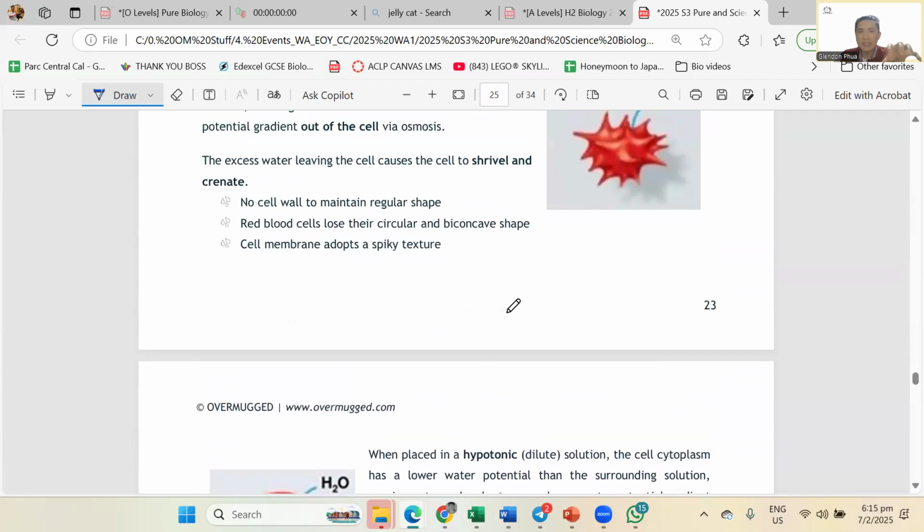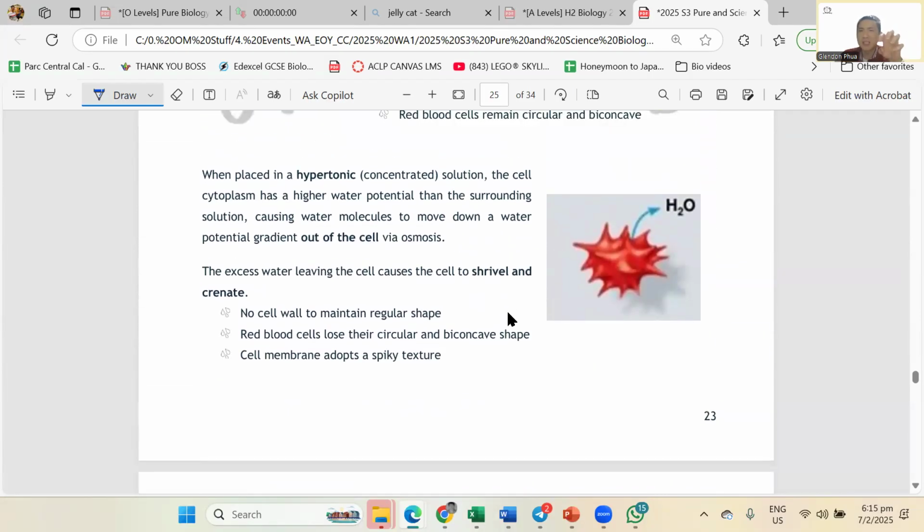Then when water leaves the cell, when it shrinks, it becomes the word crenate. So either you use shrivel or crenate or shrink. I like the word crenate. In fact, if I were you, I'll put crenate. So how to remember? Animal cell crenate, sometimes I confuse with plants. How to remember? Very easy.